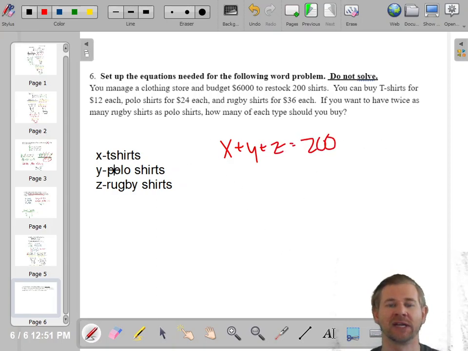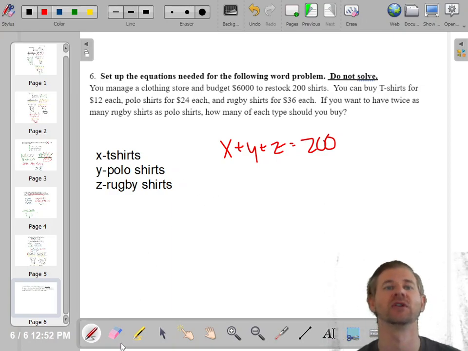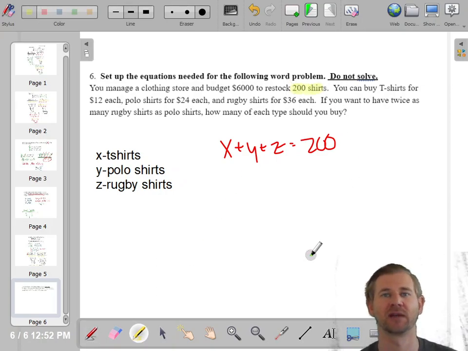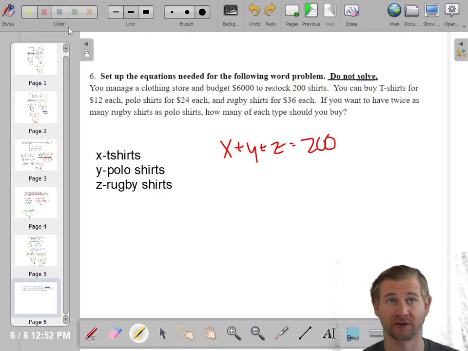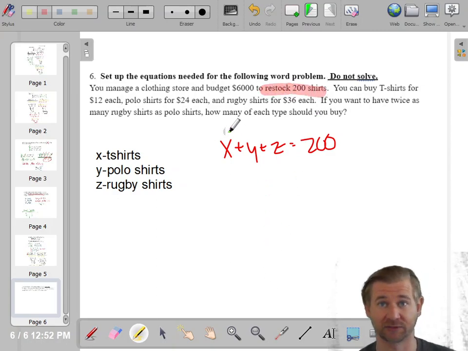Sometimes people get hung up on the money. But that's not a money equation. There's just 200 shirts. It might be 200 t-shirts. It might be 200 rugby shirts. I don't know. But there's 200 pieces of clothing over there. What else do we know? So I've taken care of that. Sometimes it helps people to maybe color code it too. Look at that. Ooh, 200 shirts. That's red.